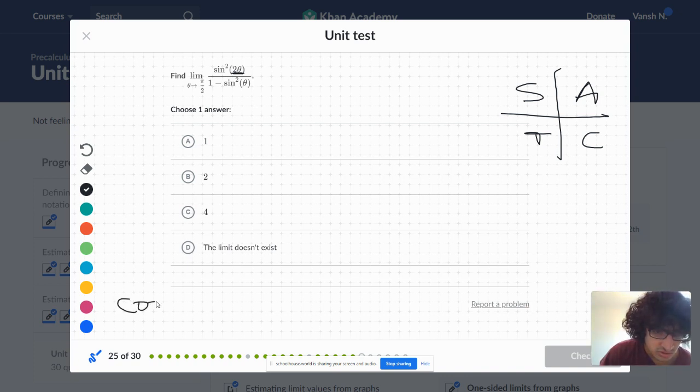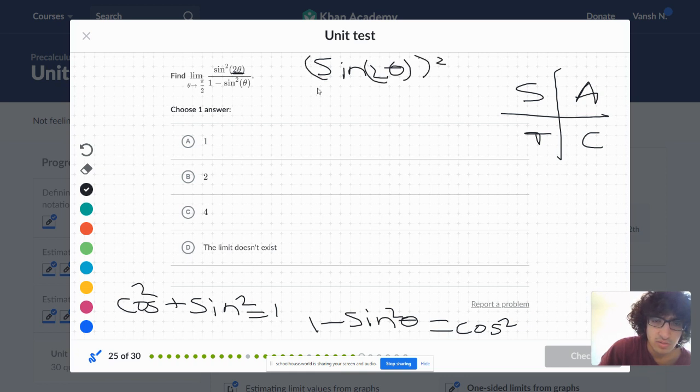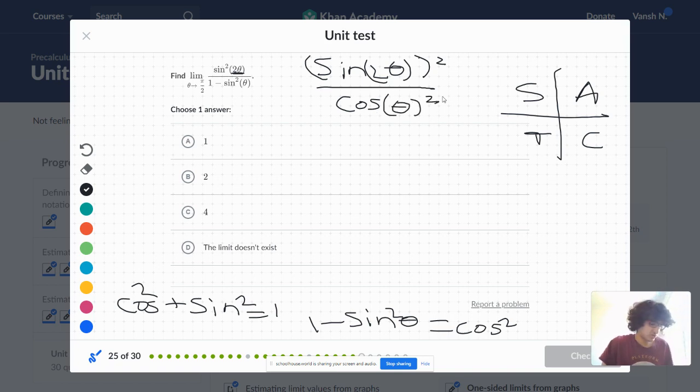So cosine squared plus sine squared equals 1. 1 minus sine squared theta is equal to cosine squared. So we have sine of 2 theta, that whole thing squared, all over cosine of theta squared. Let me just plug in and see if that does anything. I don't know.